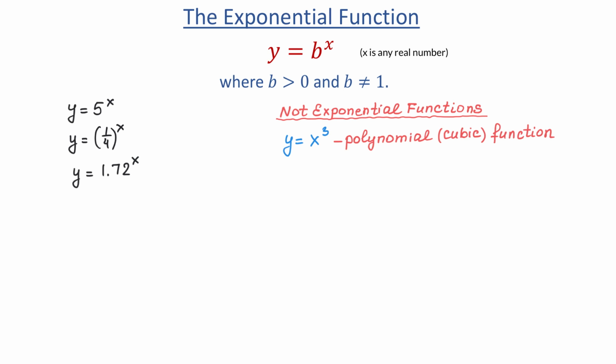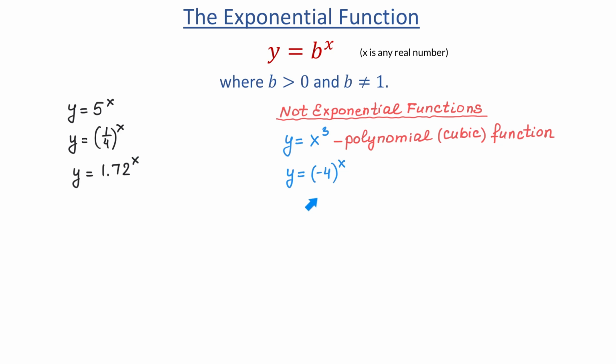The next example is y equals -4 to the x power. In this function, x is in the exponent, however, the base is not positive. You see, the condition we have for an exponential function is that the base has to be positive and the base cannot be equal to 1.